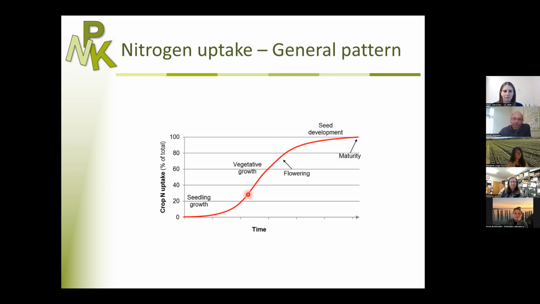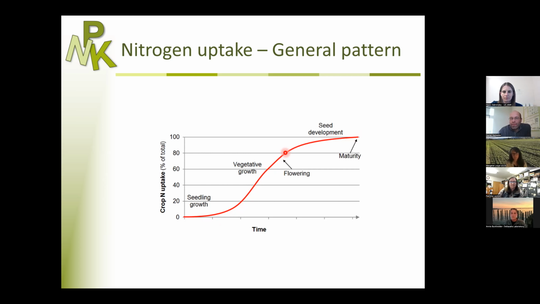and the nutrient uptake is not so high. But after the first month and during vegetative growth, that's the period when crops need most nutrients. So that's the period when you really need to supply nutrients to the crops. After flowering, when you grow something for seeds, let's say sunflowers or small grains or corn, nitrogen uptake often slows down.